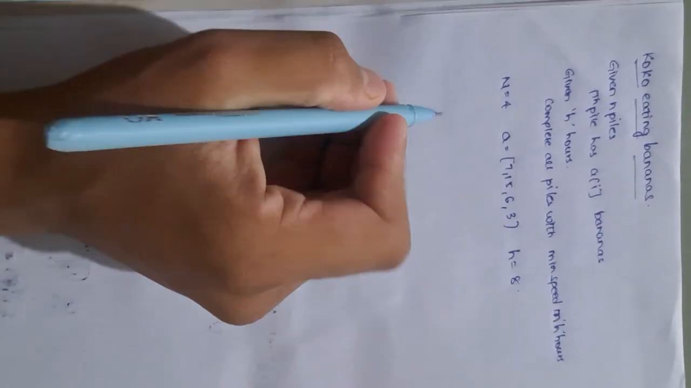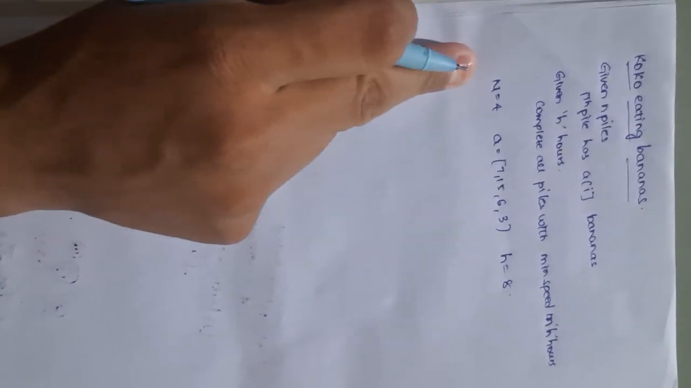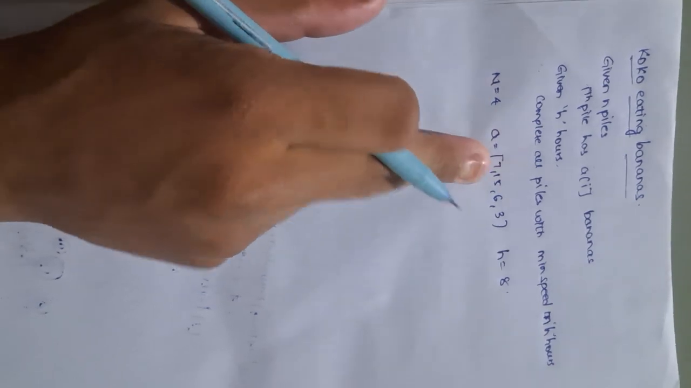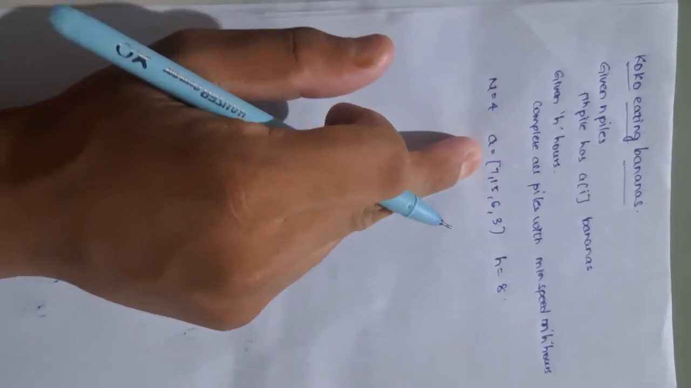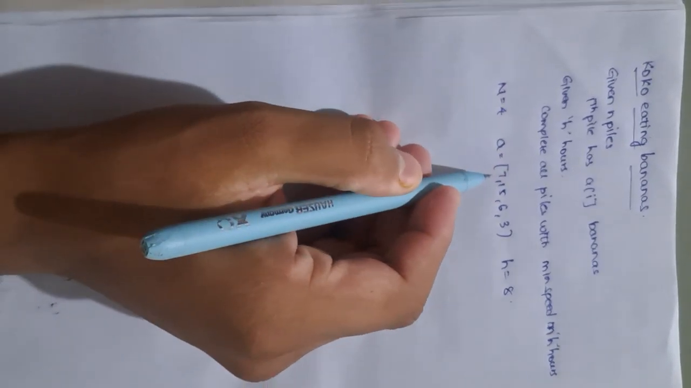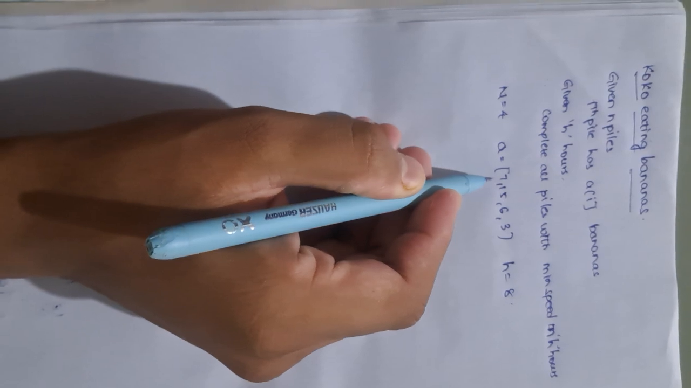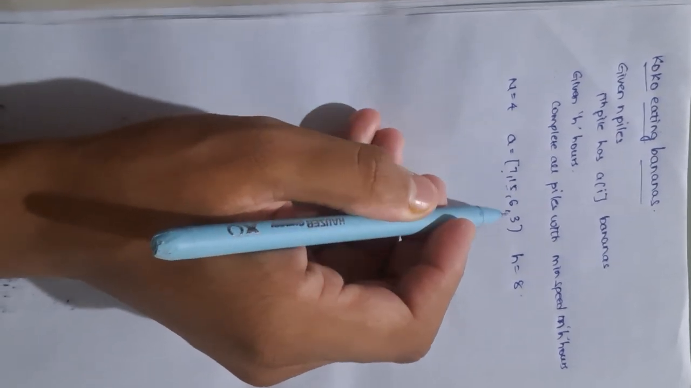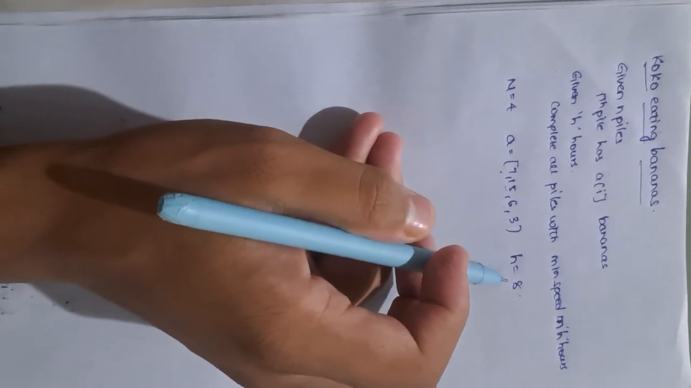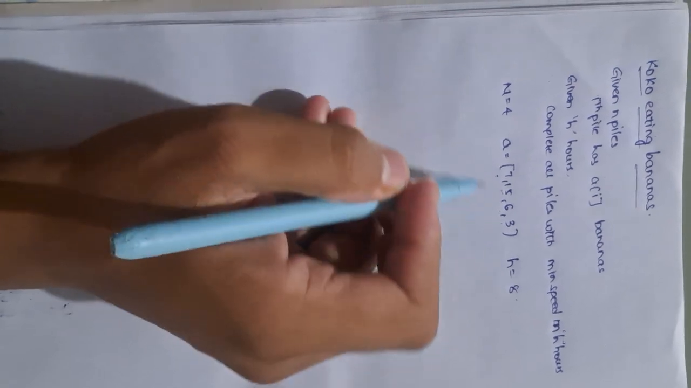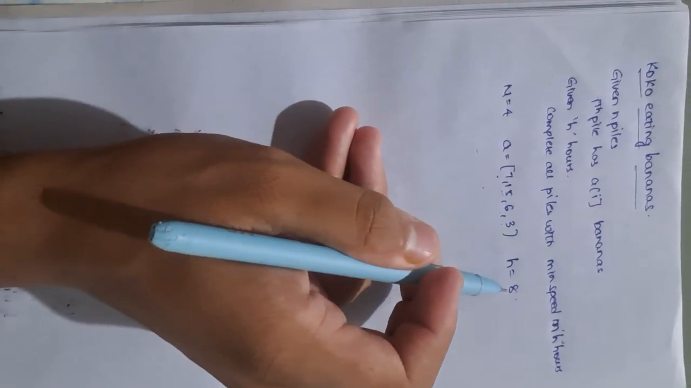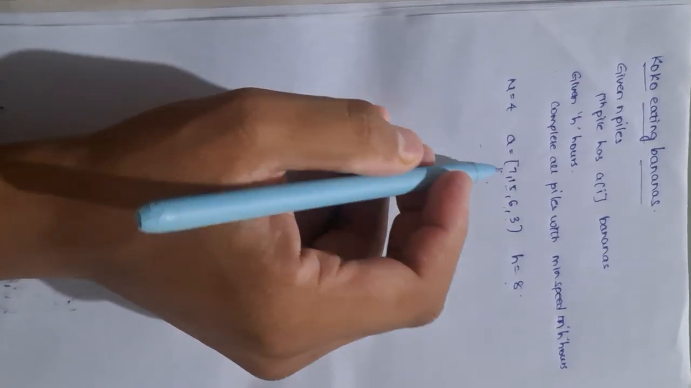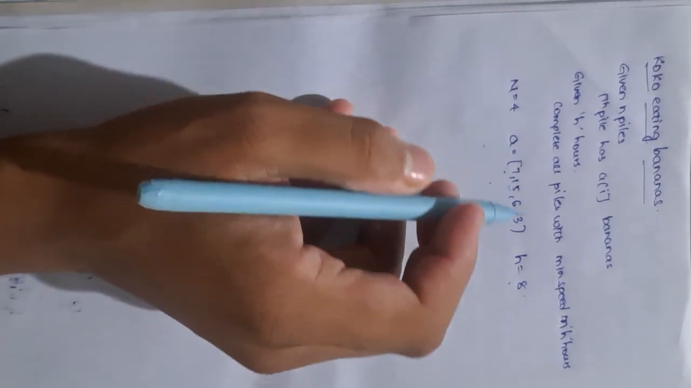Let's take an example and understand that. Given there are 4 piles, so there are 4 elements in the array. This pile has 7 bananas, this pile has 15 bananas, then 6 and 3. Koko should eat all these bananas in 8 hours, so we should find the minimum speed.